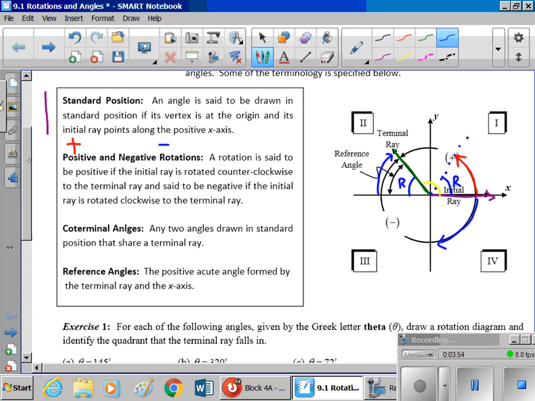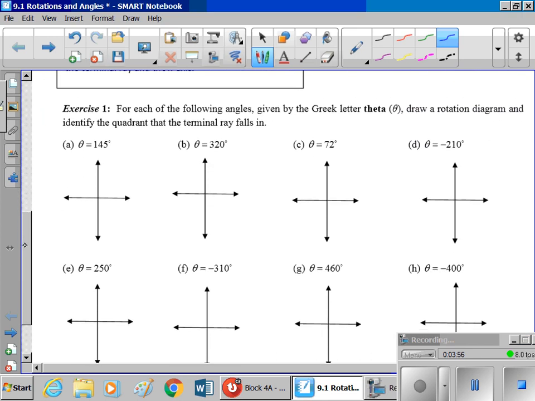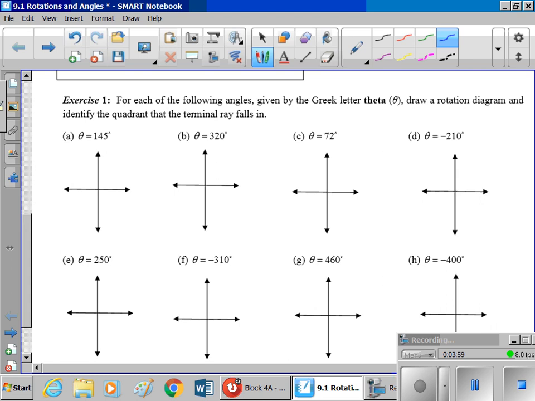All right, so moving on to exercise 1, we have, okay, for each of the following angles given by the Greek letter theta, draw a rotation diagram and identify the quadrant that the terminal ray falls in. All right, so we refer to angles usually by theta, which may be familiar from geometry. It looks like a 0 with a horizontal line through it. Generally speaking, when we're labeling a geometric figure, we use little lowercase letters for edges, capital letters for points, and Greek letters for angles, just so we can keep everything all separate. That's how we use that.